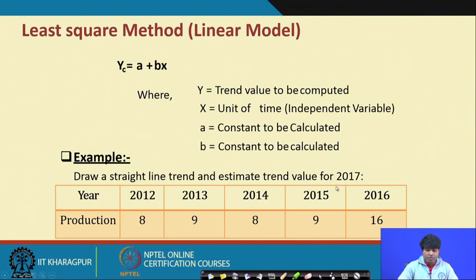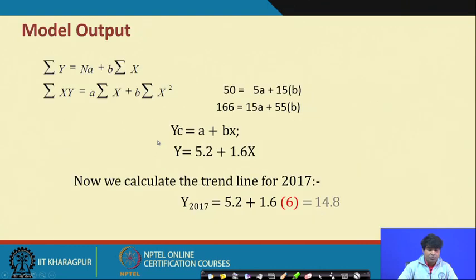So, obviously, for 2017 the value will be 6. Once you get the a value and b value, then put x as 6, and by default we will get the forecasted figure of the sales for 2017. Likewise, these are the mathematical structures through which you get the model. This is the estimated model, 5.2 plus 1.6x, and accordingly the trend structure.